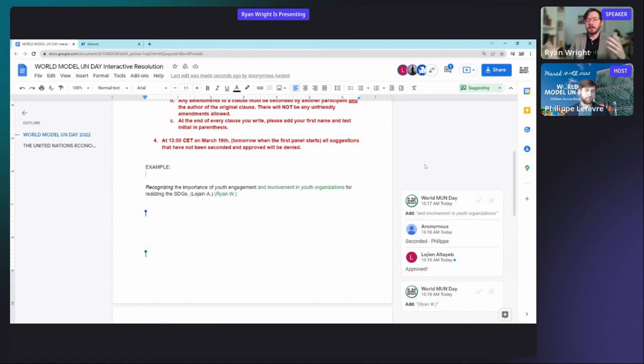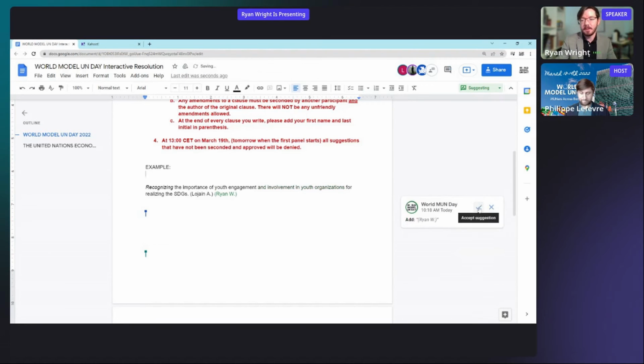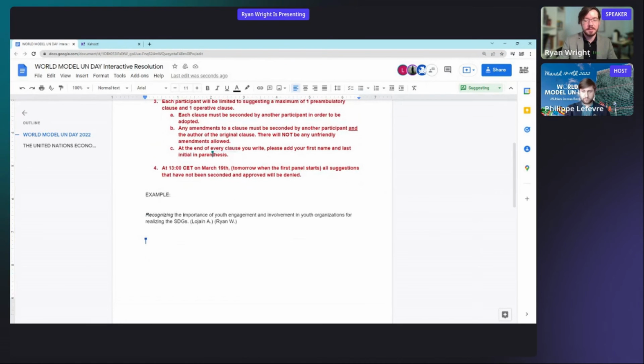Perfect. And now that once the moderator has seen that, the moderator will come in and accept the suggestion and add that person's name to the end of the clause so the credit is given where it is due. And so now we have a great preambulatory clause that can help lead into our document. So I hope that makes some sense.